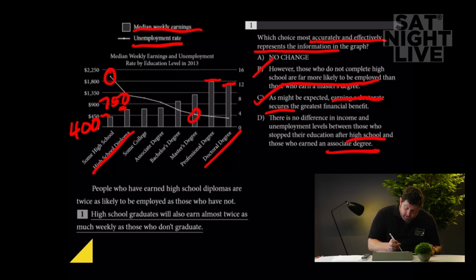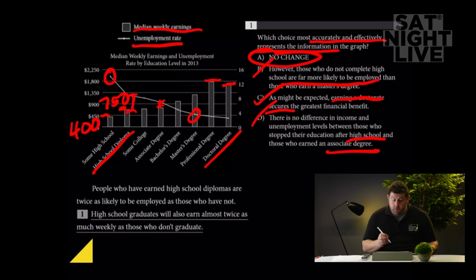For high school, the difference between your earnings and your unemployment level is about this much. For an associate's degree, it is way smaller. If I compare these two gaps, no way. There's definitely a difference. And so what's my best answer? Well, it's choice A. And look at how much I've marked up the passage. Only by going and checking each thing in the passage do I have the best odds of catching this.